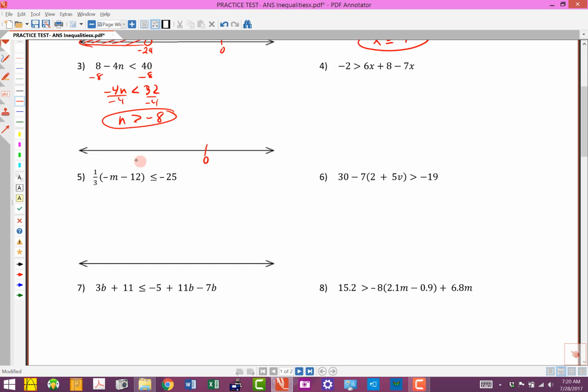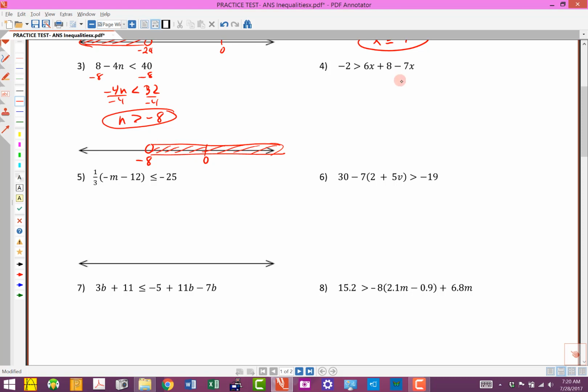So here's 0, here's negative 8. We're going to circle that. Again, we're not going to fill it in. But the n's that are the answers to this inequality have to be greater than negative 8. So if they're greater than negative 8, then they're on this side, they're on the right.